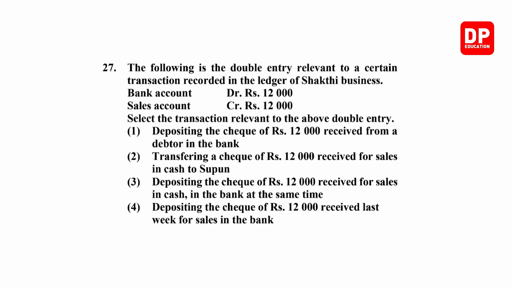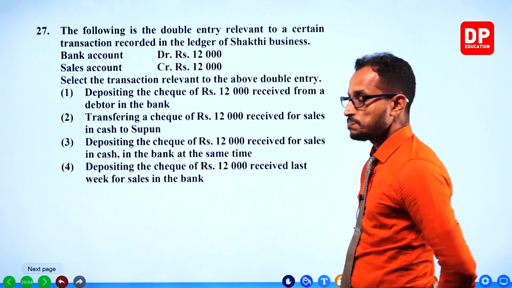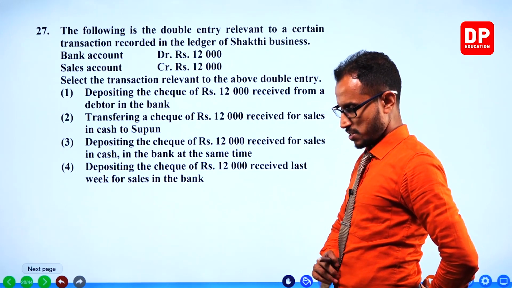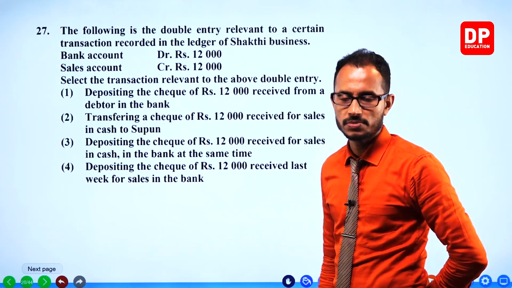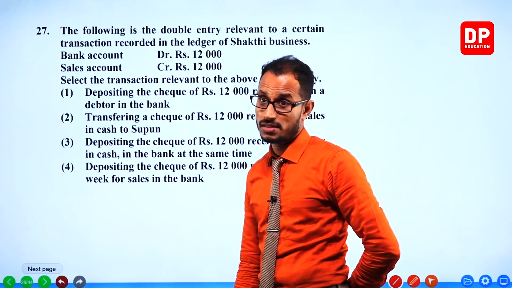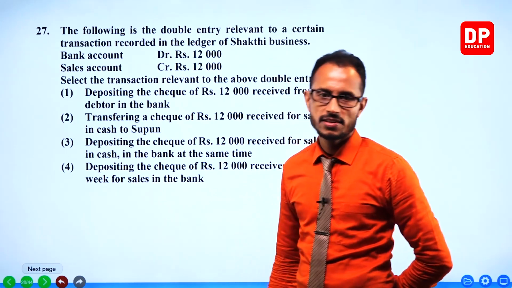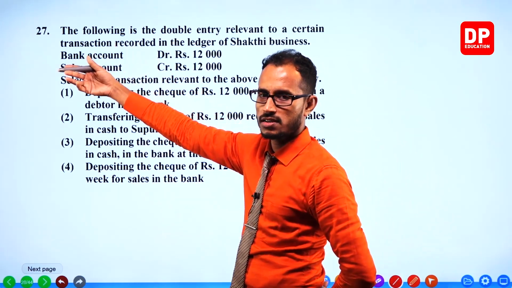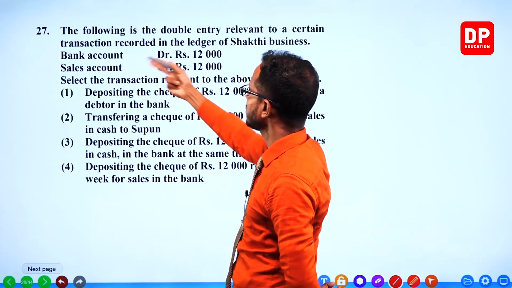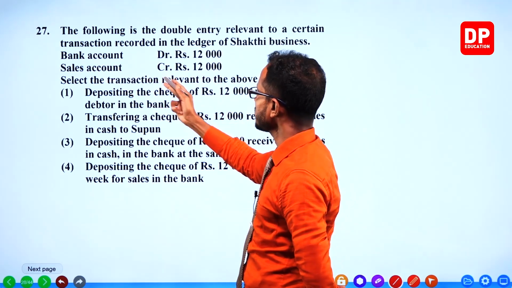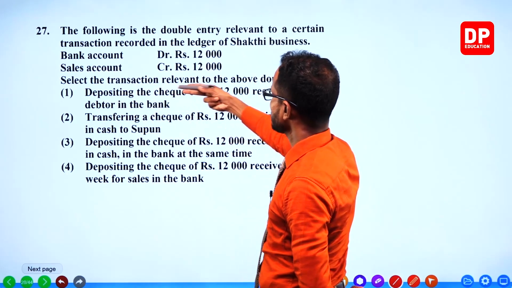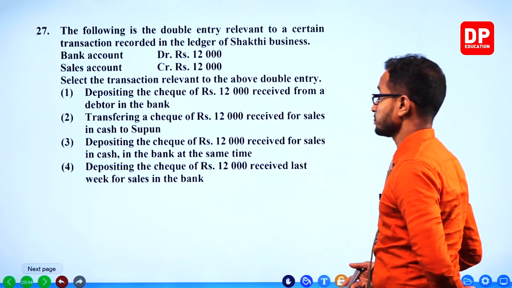Next, the following is the double entry relevant to a certain transaction recorded in the ledger of Shakti business. Double entry means debit entry and credit entry. Bank debit 12,000. Sales credit 12,000. Select the transaction relevant to the above double entry.